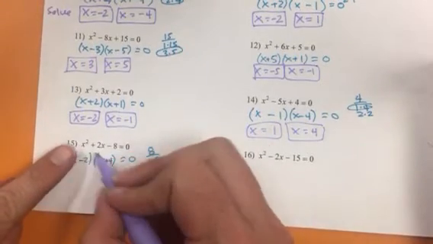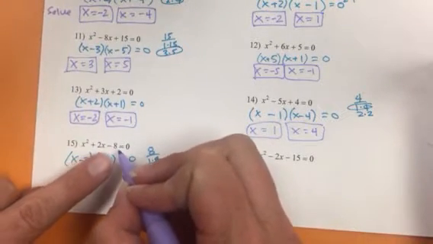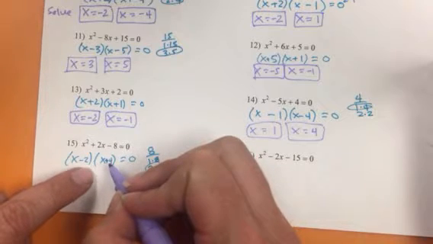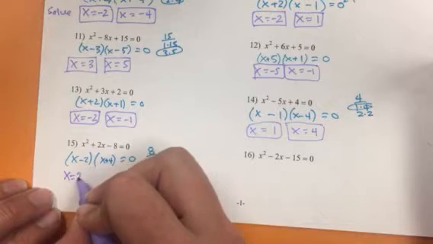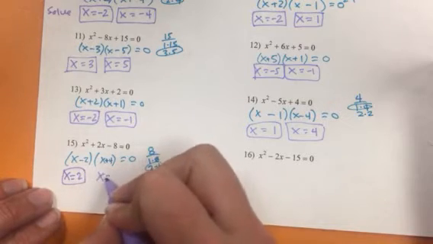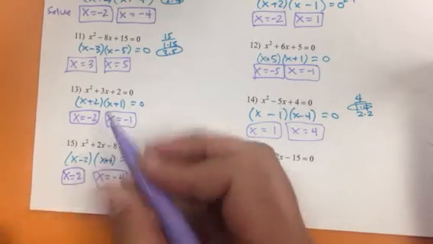X times x is x squared. Negative 2 and 4 make negative 8 when I multiply. When I add them together, 4 minus 2 is a positive 2. X equals 2, x equals negative 4.